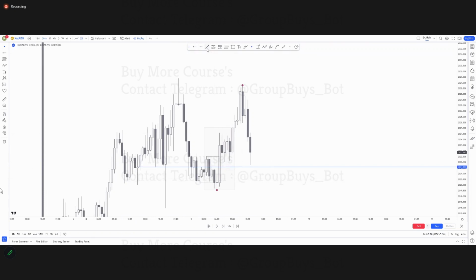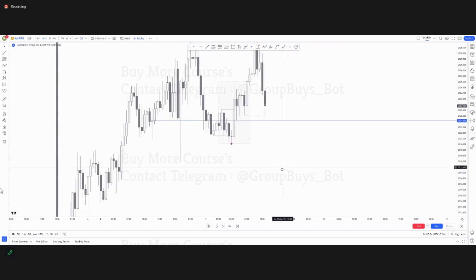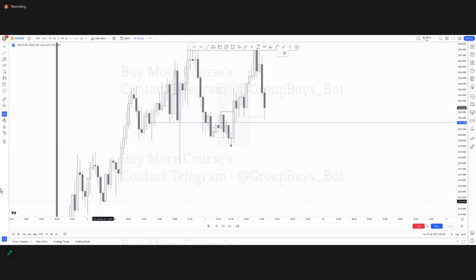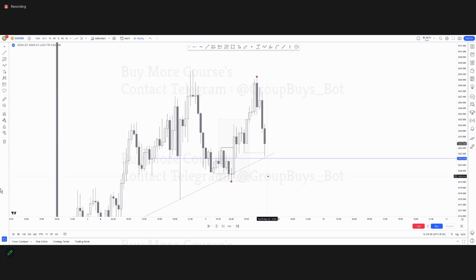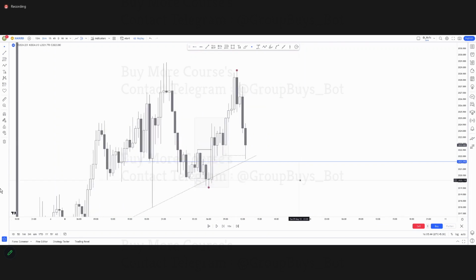Now that's the second criteria. First one, liquidity. Second one, decision point. Third one, trend line. Here, here. This is the story. This was my last post on Instagram.